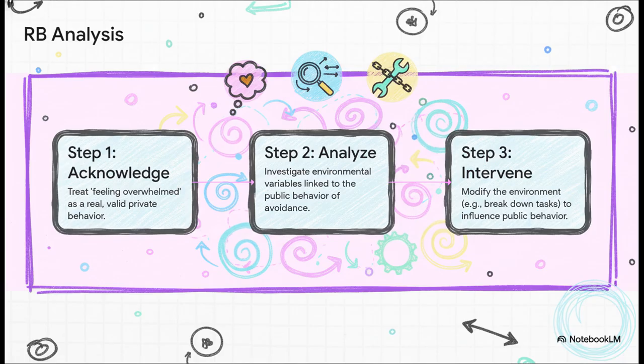And that analysis leads us straight to step three. We intervene on what we can actually control, the environment. Maybe we break the task into tiny, manageable chunks. Maybe we build in some reinforcement. We teach some new study skills. And by changing those public, observable variables, we influence the public behavior, actually doing the homework. And you know what the coolest part is? A lot of the time, that private behavior of feeling overwhelmed starts to change too.